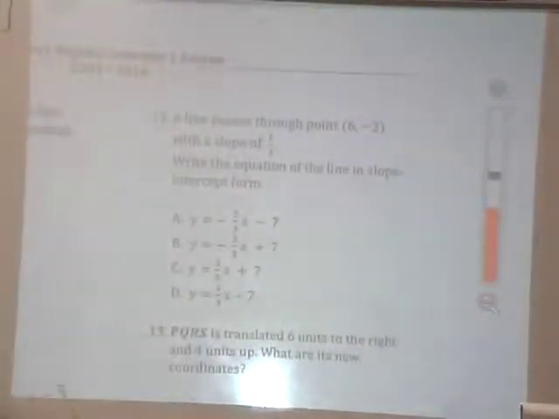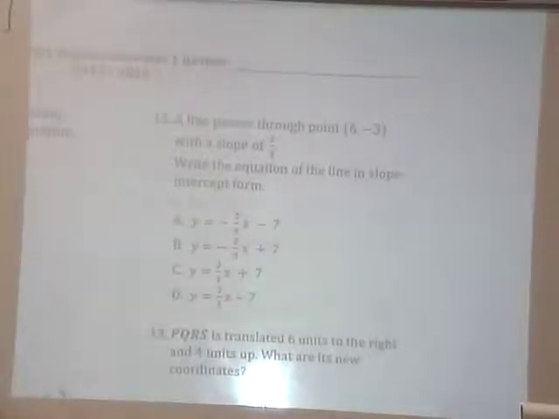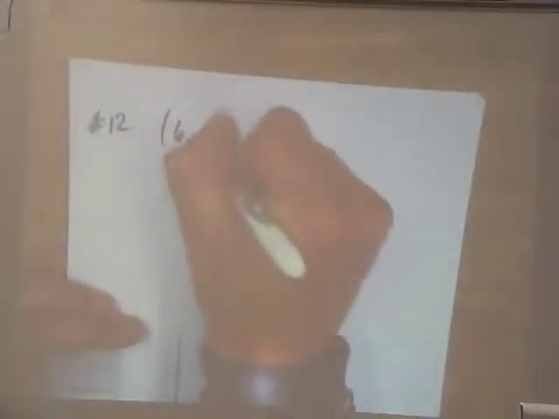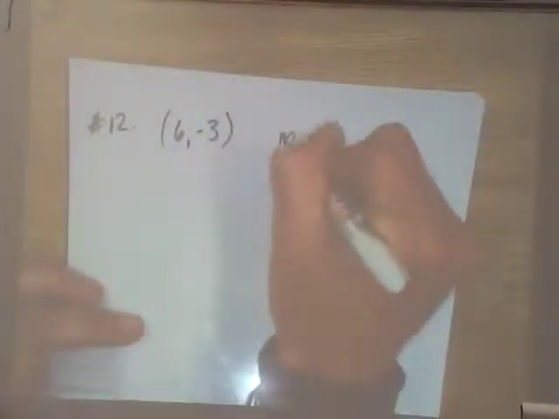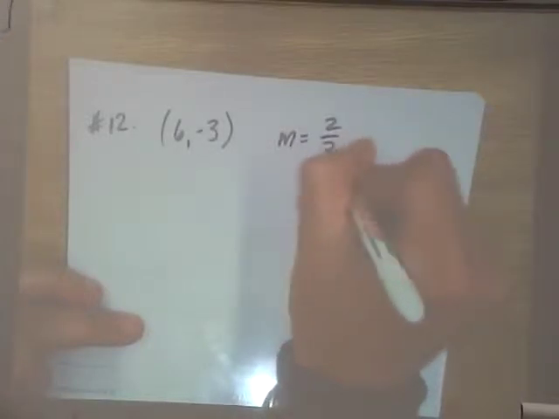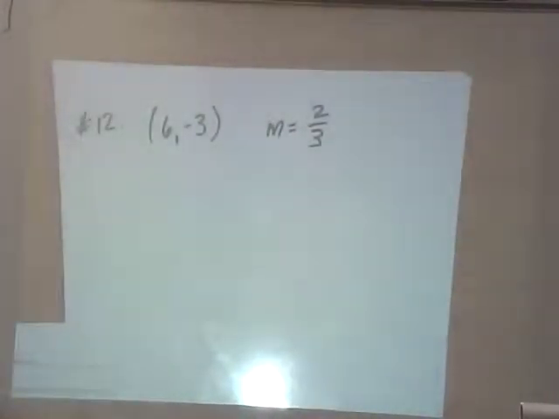Questions on number 11? No, sir. Okay. Number 12. A line passes through the point 6, negative 3 with a slope of 2/3. Write the equation of the line in slope-intercept form. So they give us a point and a slope, right? They give us the point 6, negative 3 and a slope of 2/3. So they want us to write the equation of that line.